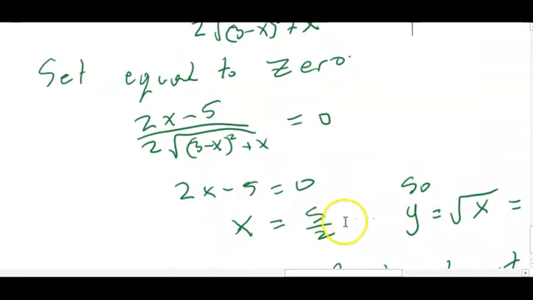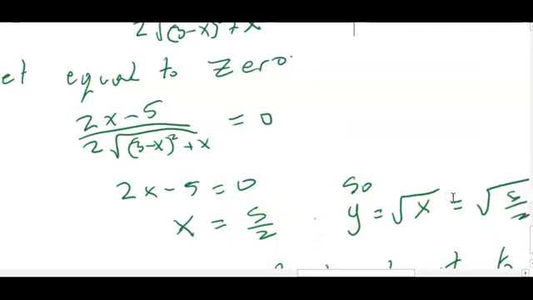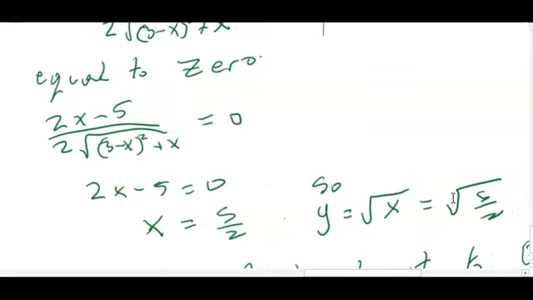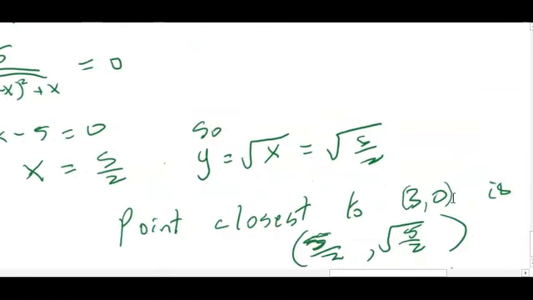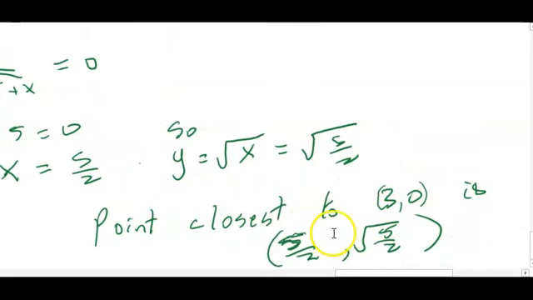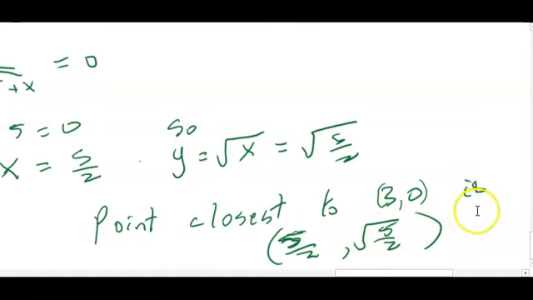If x is equal to 5 over 2, then y is equal to radical x, so y is equal to radical 5/2. And so the point closest to (3, 0) is (5/2, radical 5/2). And so we have found our answer right here.